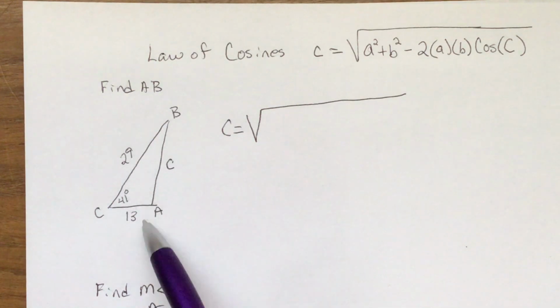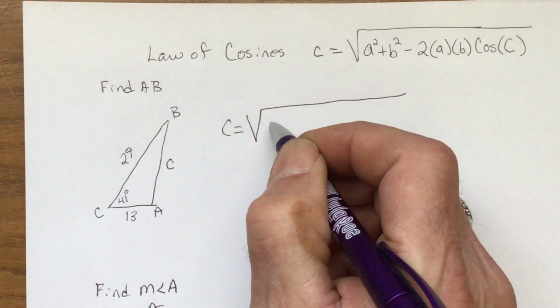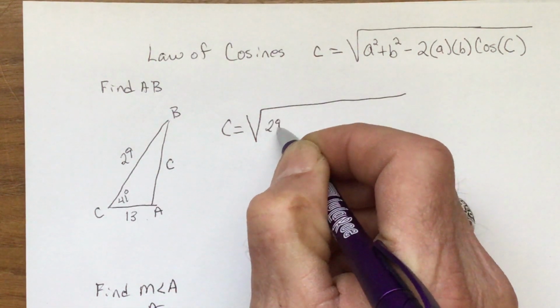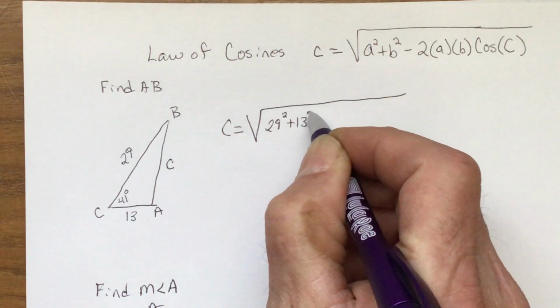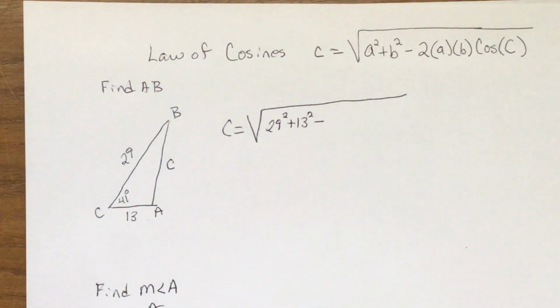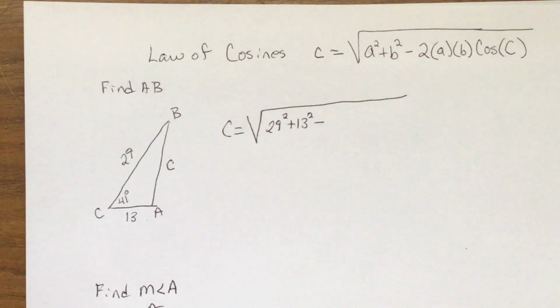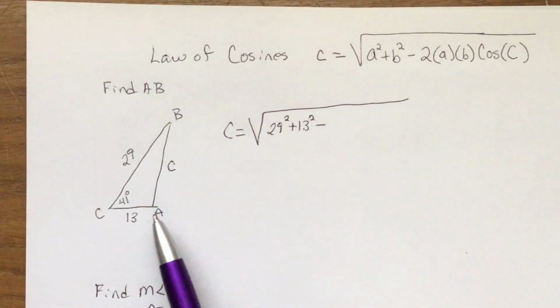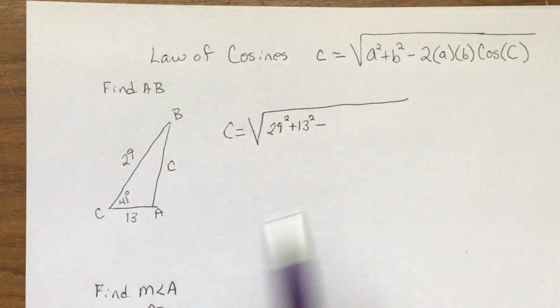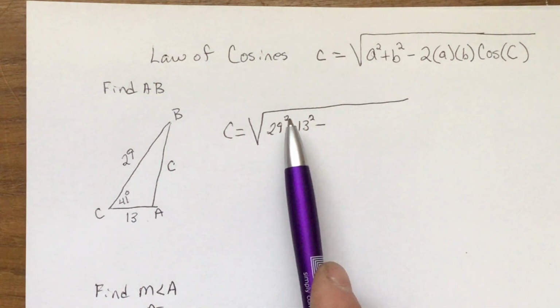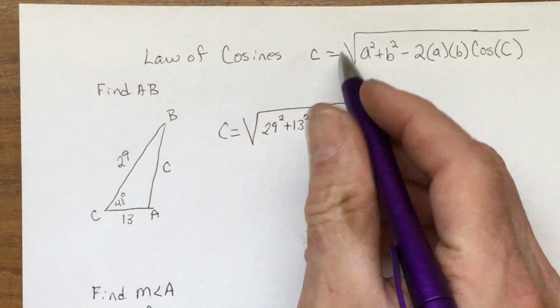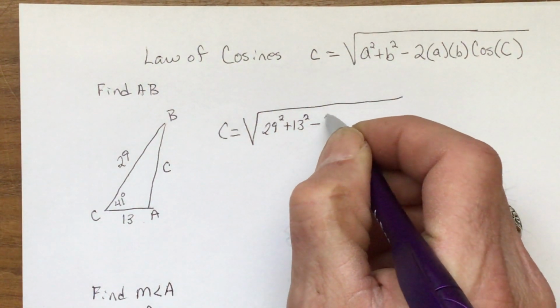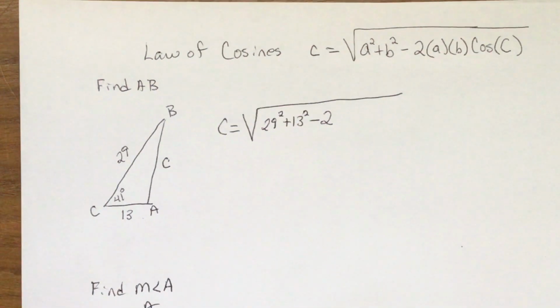Here's the two side measures that I do know. It's always good practice to write the biggest one down first. So 29 squared plus 13 squared minus. All right, so far, nothing that you can't do. You just look, you get the two side measures that you know, you write them down here and put a square with them. Minus 2 will be in every one of these. It's a part of the formula.